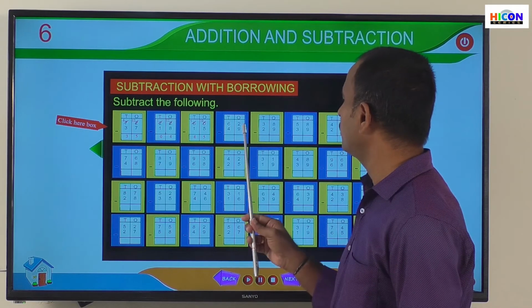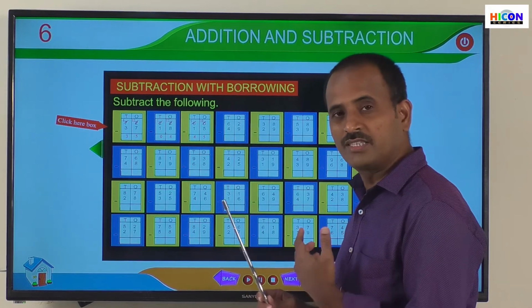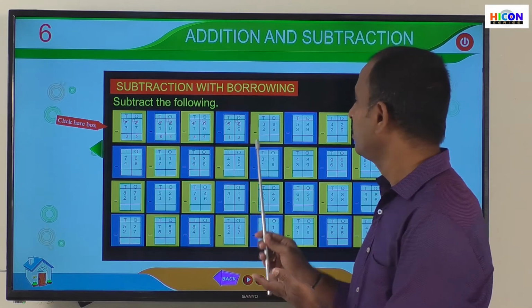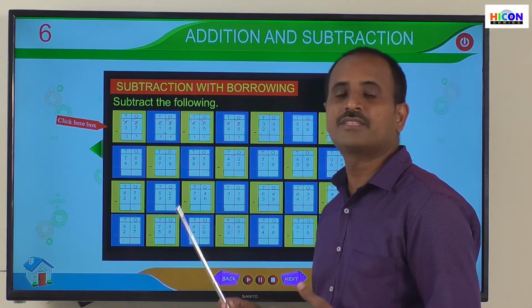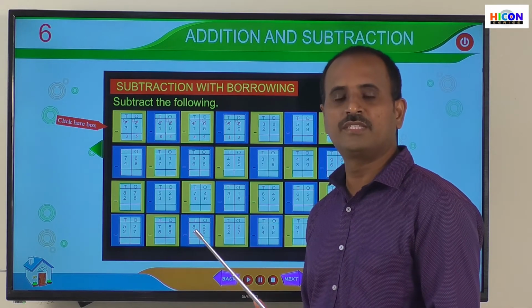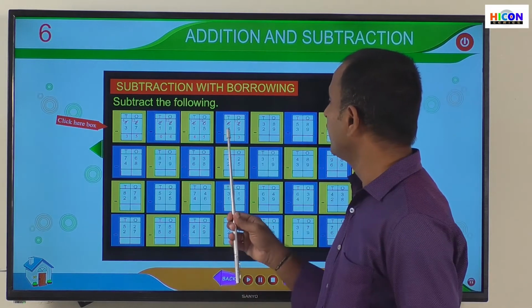What are the digits here? 2 and 9. And we cannot subtract 9 from 2 because 9 is the greater number, 2 is the smaller number. We cannot subtract a greater number from a smaller number. Then what do we have to do? That means we have to borrow from the next place.